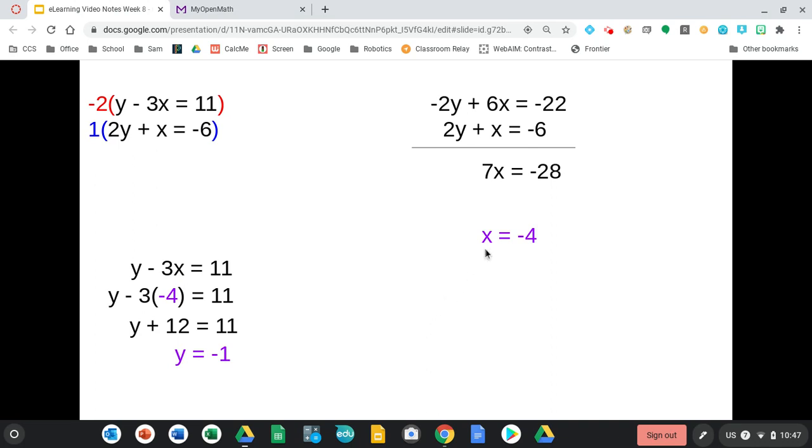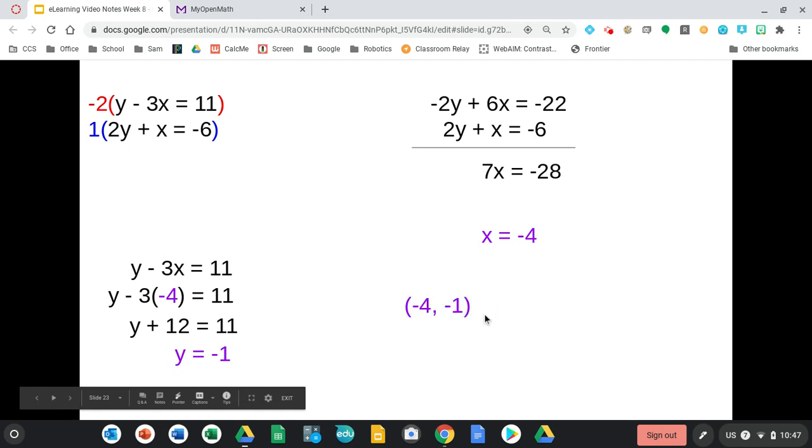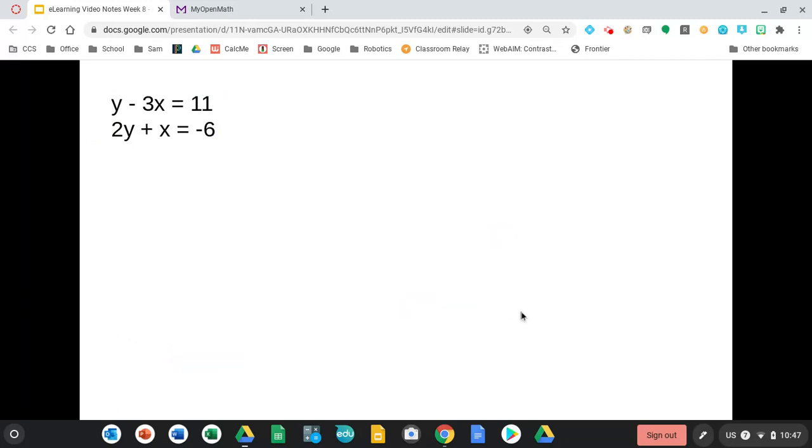And so my ordered pair, x is negative 4, y is negative 1. Make sure you always write it in that order. The x is always first, the y is always second. So negative 4, negative 1 is the answer there. So that would be your answer to that system of equations. Now, like I said, you wouldn't necessarily have to do this system of equations like that.